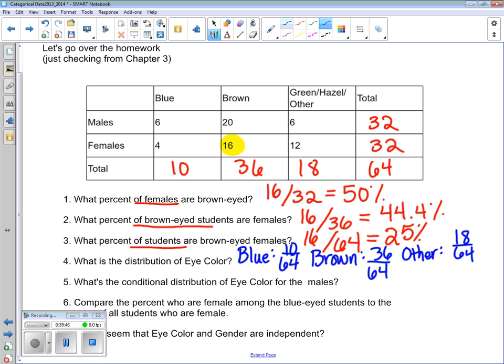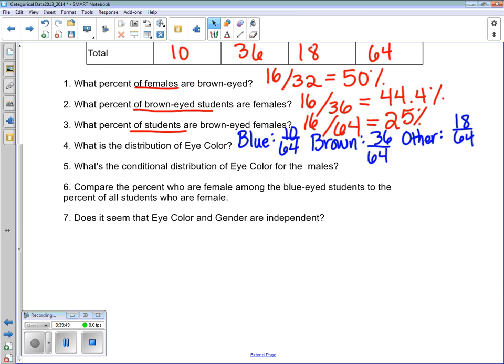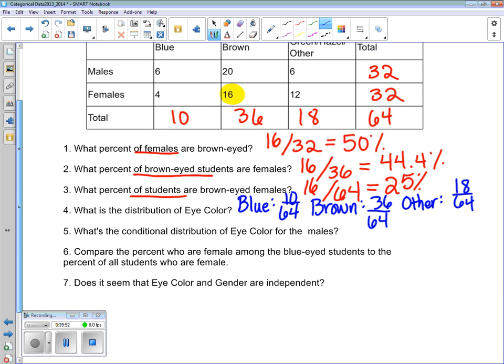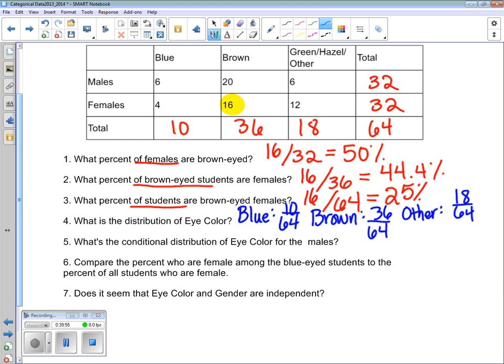Now, let's look at number 5. Number 5 is asking for the conditional distribution of eye color for the males. I don't have enough room to write it here. Do you mind if I write it underneath? Okay. I need to be careful. We're looking at the conditional distribution of eye colors for the males. So we need to figure out what set of numbers we're talking about. Since we're only looking at males, these are the numbers I'm talking about. And just for males, we also have blue, brown, and other.